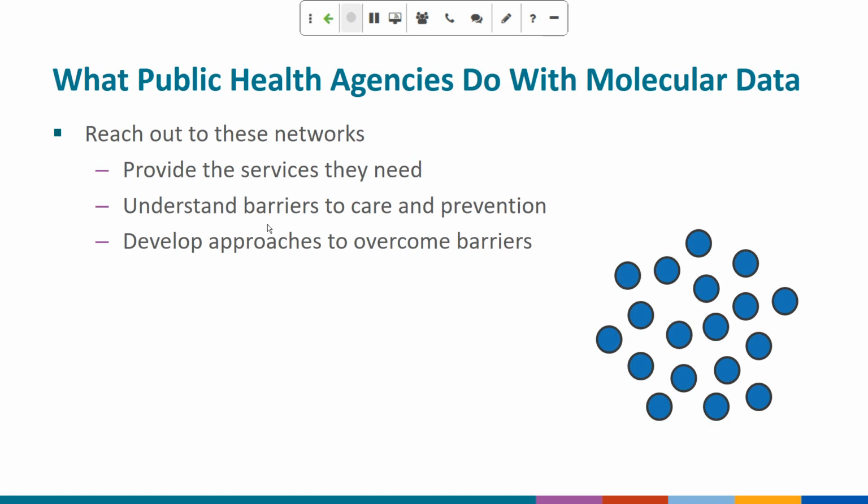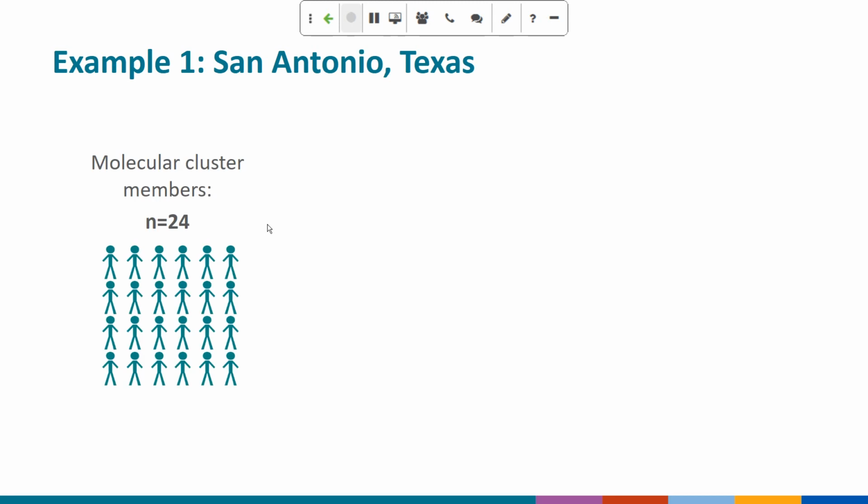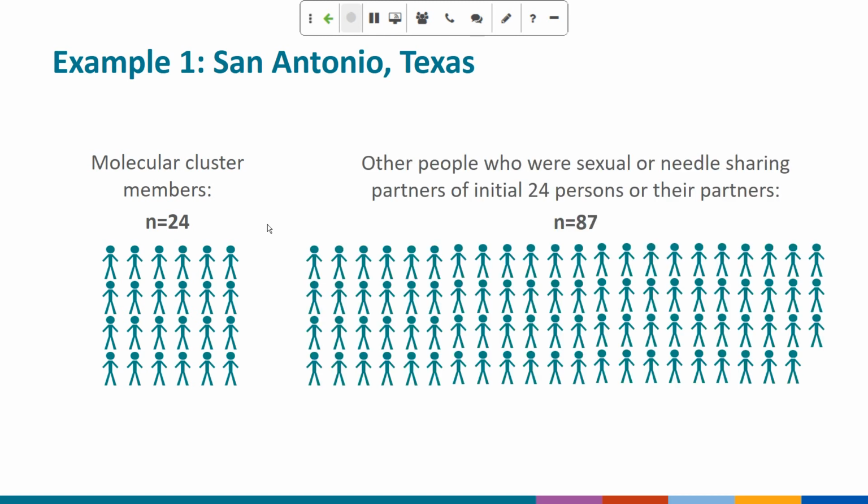This can be done through a variety of methods, such as social networks testing strategies, which involve people recruiting other people that they know for services like testing and PrEP. We've already seen some examples of how identifying networks of rapid transmission using molecular data or other approaches can strengthen prevention efforts. For example, Texas identified a large group of Latino, gay, and bisexual men in San Antonio with very similar HIV strains. 24 men were initially identified as having similar strains of HIV. After CDC and the health department followed up, another 87 people were identified as being sexual or needle-sharing partners within this network.